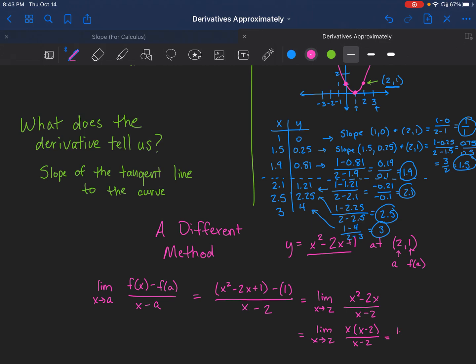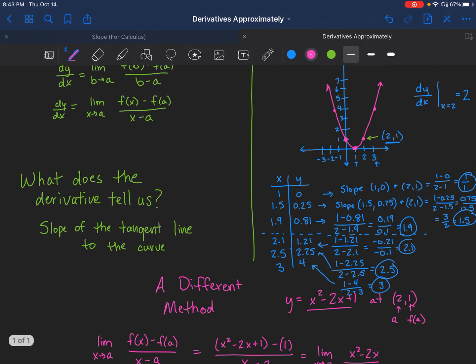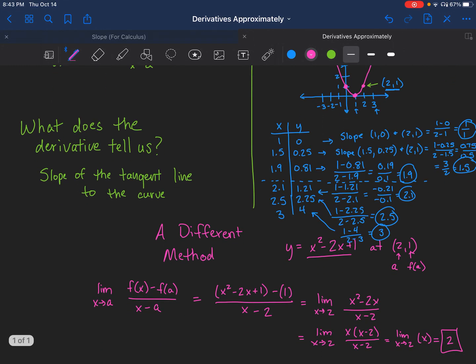Hopefully you see where I'm going with this. The x minus 2's should cancel out. We have the limit as x approaches 2 of just an x left over, which gives me an answer of 2. Notice I got the same answer both times, so I'm very happy. Again, I'm looking for the derivative at x equals 2, and I got the answer of 2. Notice I did it once numerically, and once using some algebraic limits.